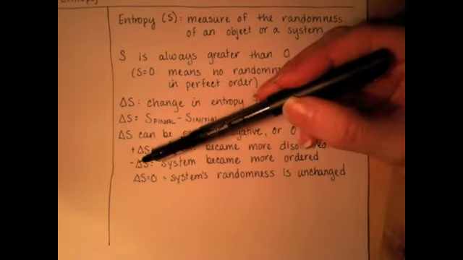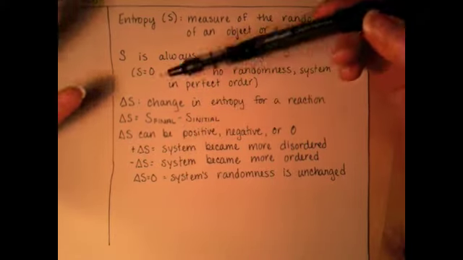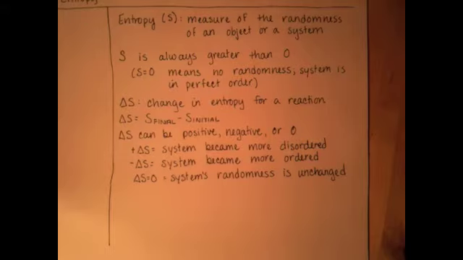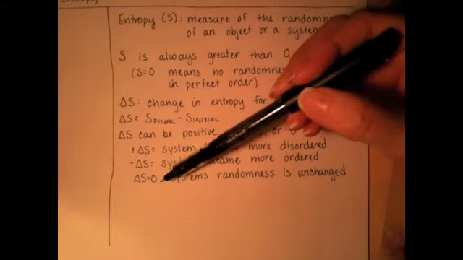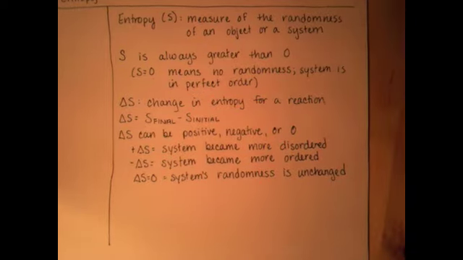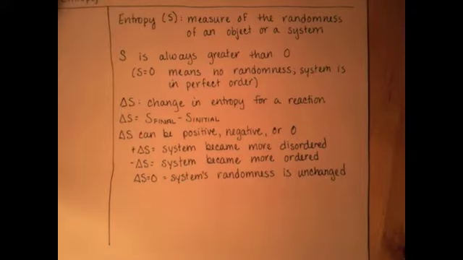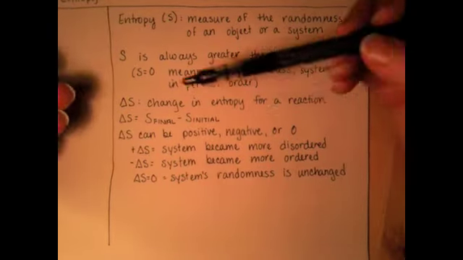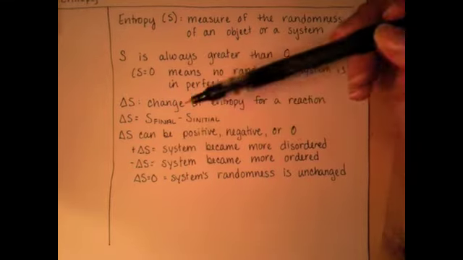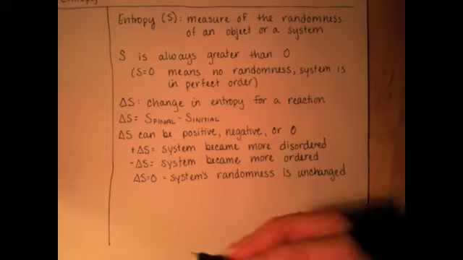So you can have a system that is becoming more ordered, but in the process of that, the whole entire universe is becoming more random, more disordered. In the next section, 18.4, we are going to look at the relationship between the delta S of the system and the delta S of the whole entire universe and see the big picture of it.